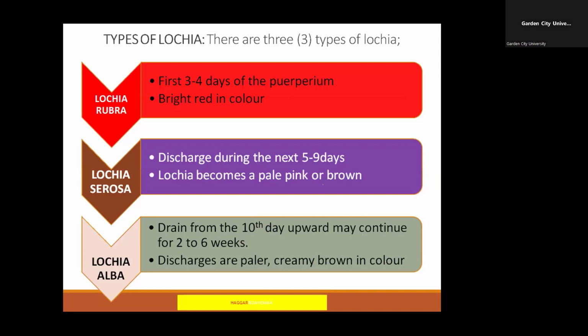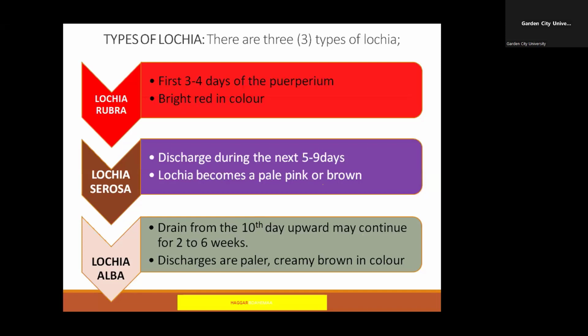Then we have the last stage, which is the lochia alba. And we said the color is pale white. Normally, I always look at the creamy color of idioma to teach my students. And we said it is telling you that it contains more cervical mucus.